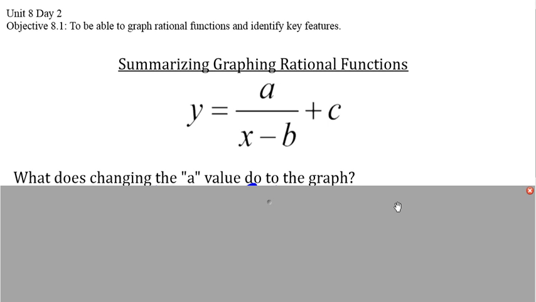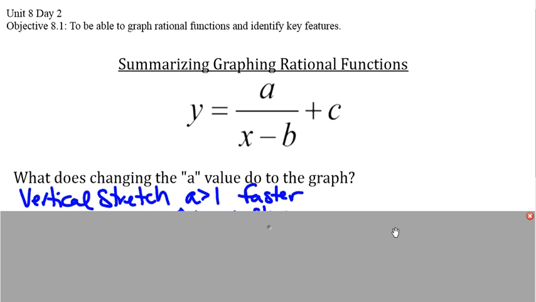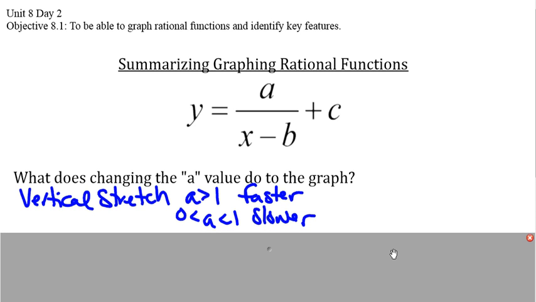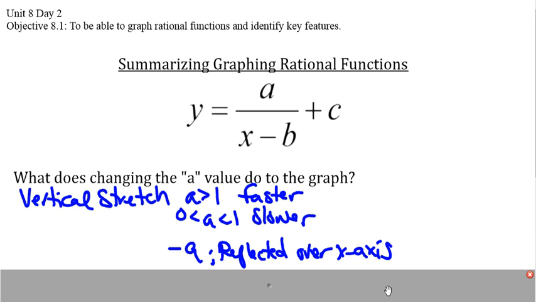By changing the A value, we could see that it's a vertical stretch. When A is greater than 1, it's increasing A times faster than it was before. When A is between 0 and 1, it's A times slower than it was before. And we also saw when A was a negative value, it got reflected over the x-axis.